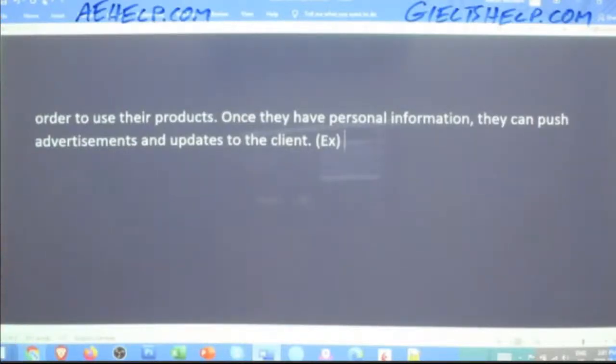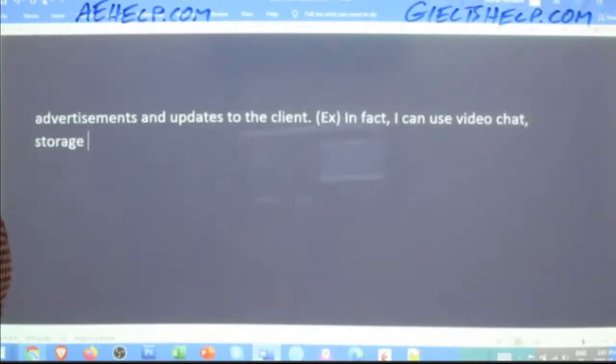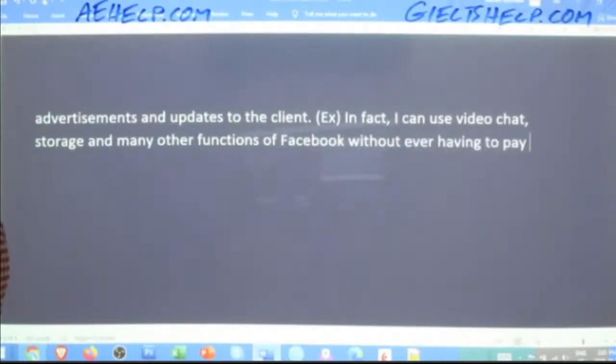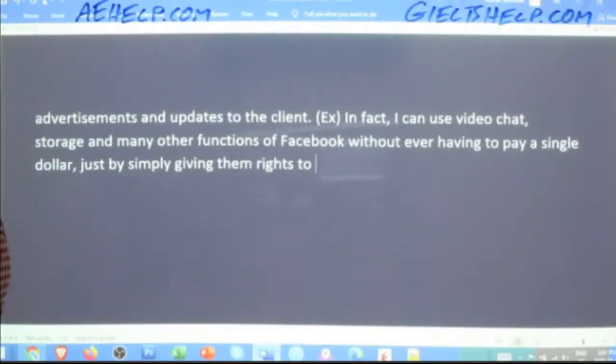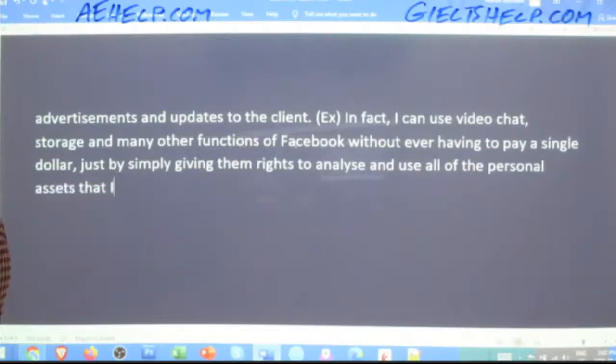So, in fact, I use video chat, storage, without ever having to pay a single dollar, just by simply giving them rights to analyze and use all of the personal assets that I upload.